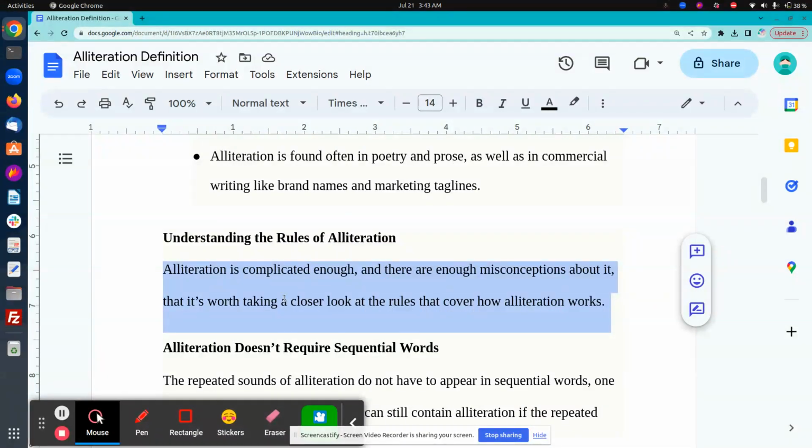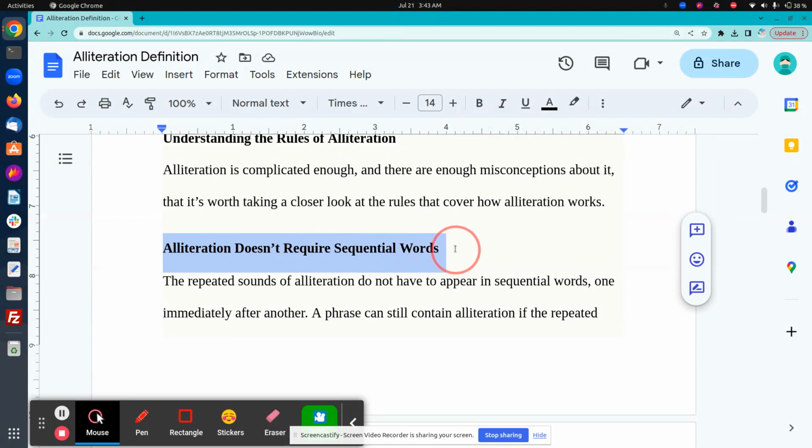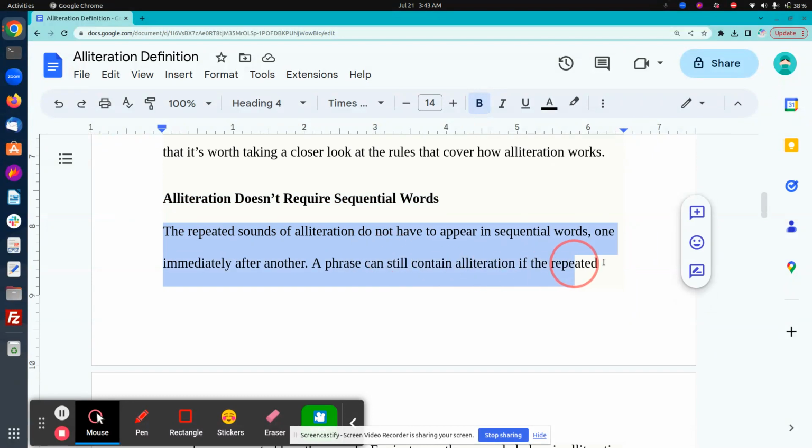Understanding the rules of alliteration. Alliteration is complicated enough, and there are enough misconceptions about it, that it's worth taking a closer look at the rules that cover how alliteration works. Alliteration doesn't require sequential words. As I said earlier, the repeated sounds of alliteration do not have to appear in sequential words, one immediately after another. So there's no need to follow the sequence. Other words can come in the middle.